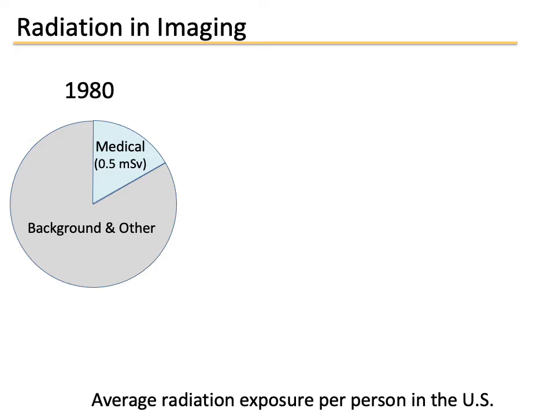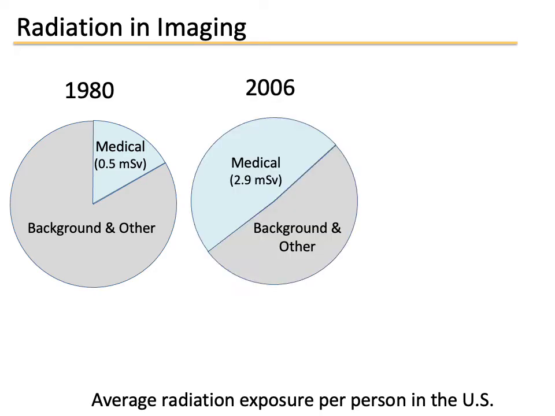So let's talk a little bit more about radiation for medical imaging. This pie chart shows the sources of radiation exposure in the U.S. in 1980. The average amount of radiation that people in the U.S. receive for medical imaging was about 15%, or 0.5 millisieverts per year. By 2006, the percentage of radiation exposure that was from medical imaging had increased substantially to 48%. About half of this medical radiation exposure was from CT scans.